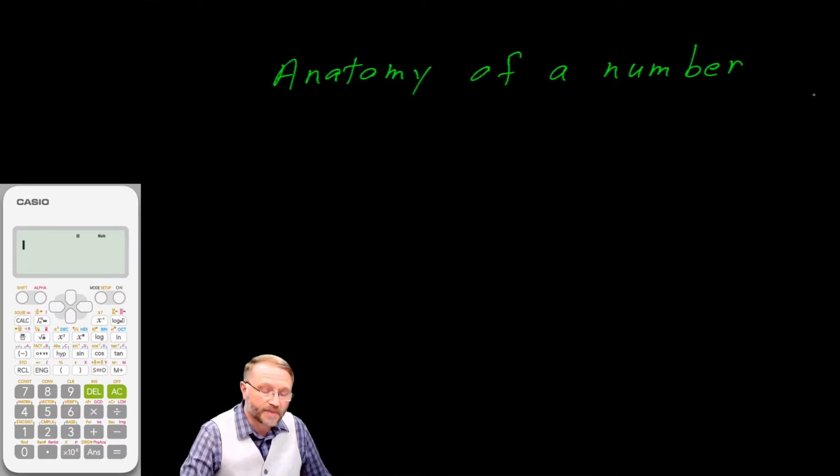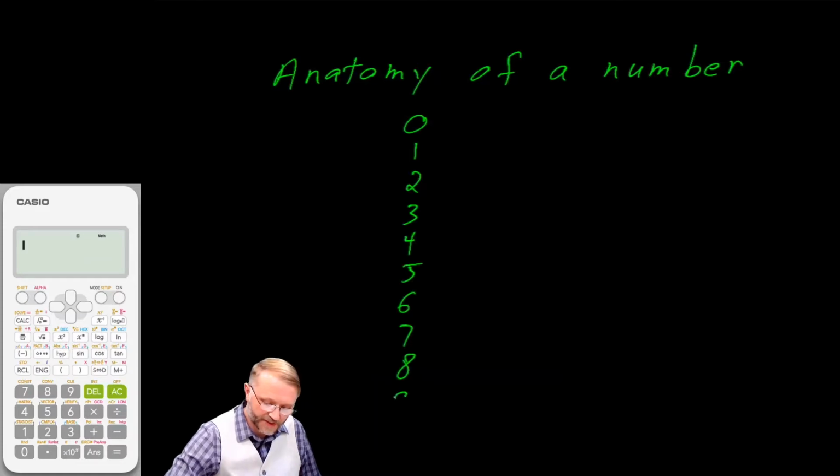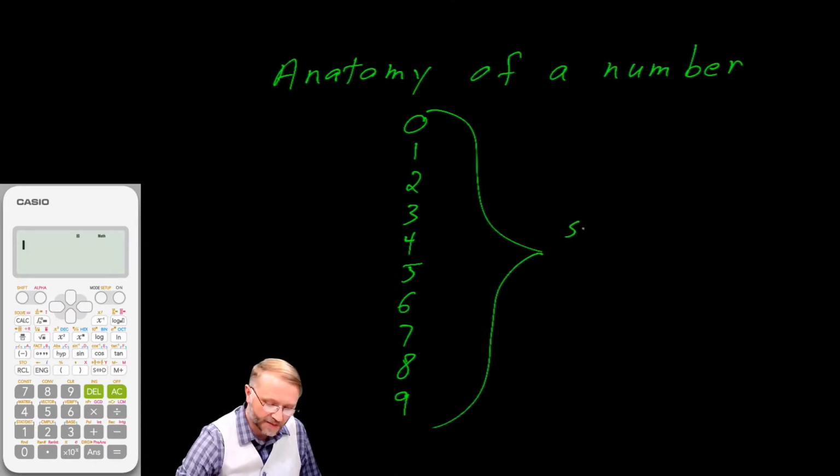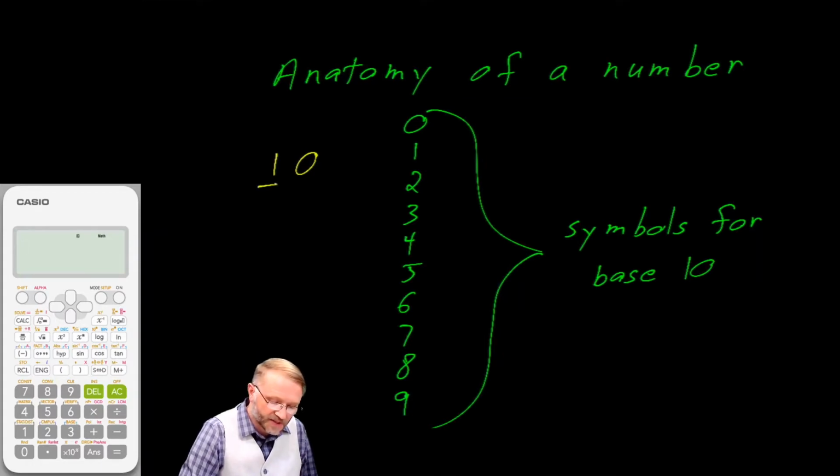We start with the base 10 numbers that we're all familiar with, 0, 1, 2, all the way to 9. These, again, are the symbols for base 10. You'll notice the number 10 is not part of the base 10 numbering system because 10 is composed of two symbols. It's composed of a 1 and a 0.